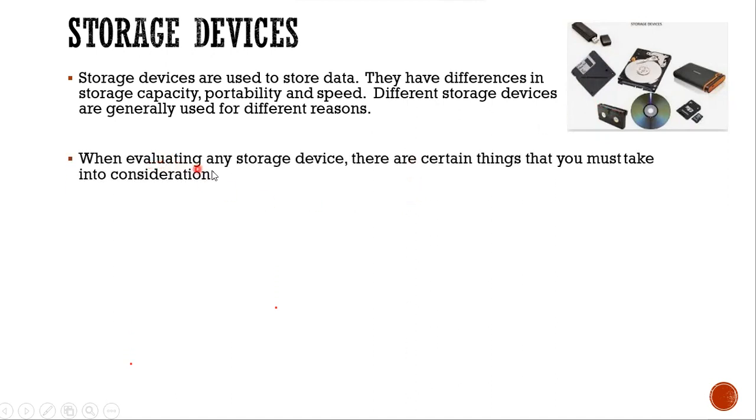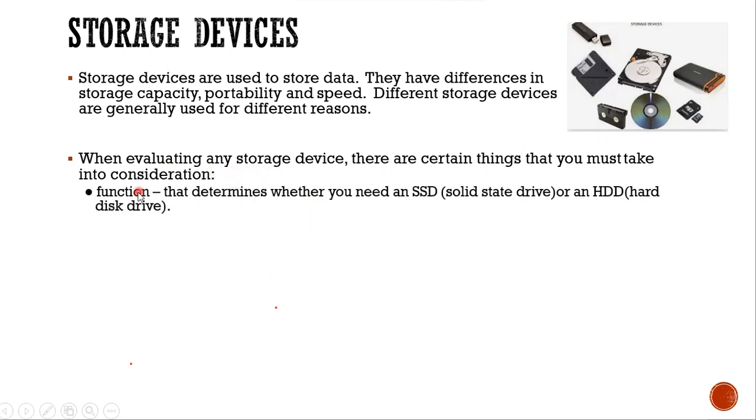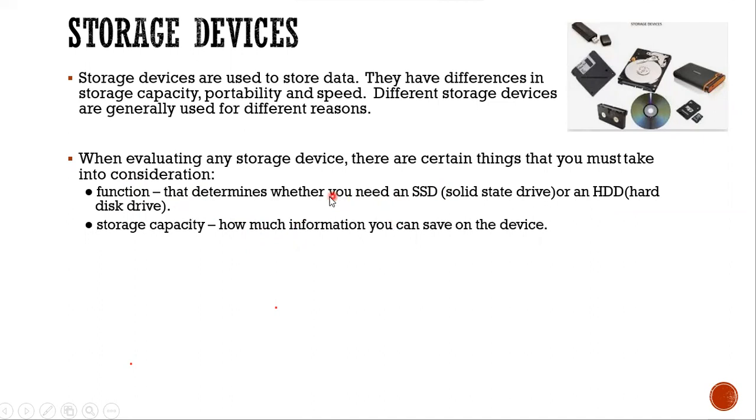When you are evaluating any storage device, there are certain things you must take into consideration. The function: what do you need the storage device for? That determines whether you need a solid state drive or a hard disk drive. These concepts will be discussed later on, but your function for now will determine which drive you need. There are two types of hard drives: one is your solid state and the other one is your hard disk drive. Those are the two massive storage devices here, compared to your flash disk, which is smaller.